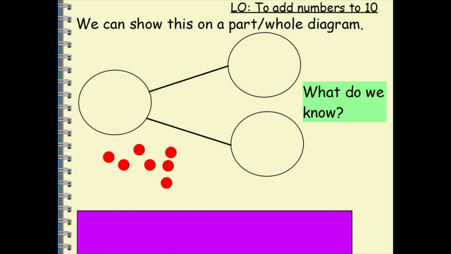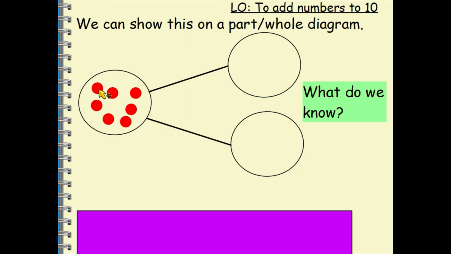We can show it in a part-whole diagram. We need to think about what we already know. We know that I have 7 altogether, so I can put 7 in the whole part of my part-whole diagram. 6, 7. In one hand, I have 5, so I can move 5 of my counters into one part of my diagram. So the counters that I have left is the answer.